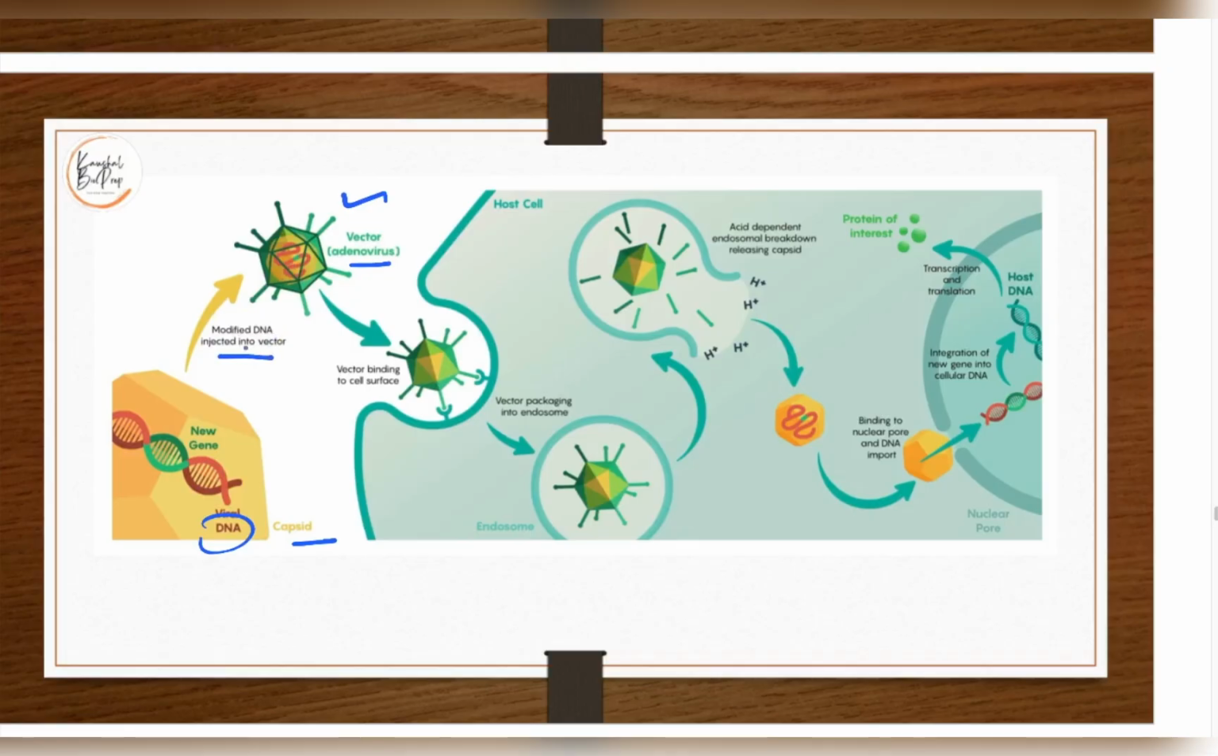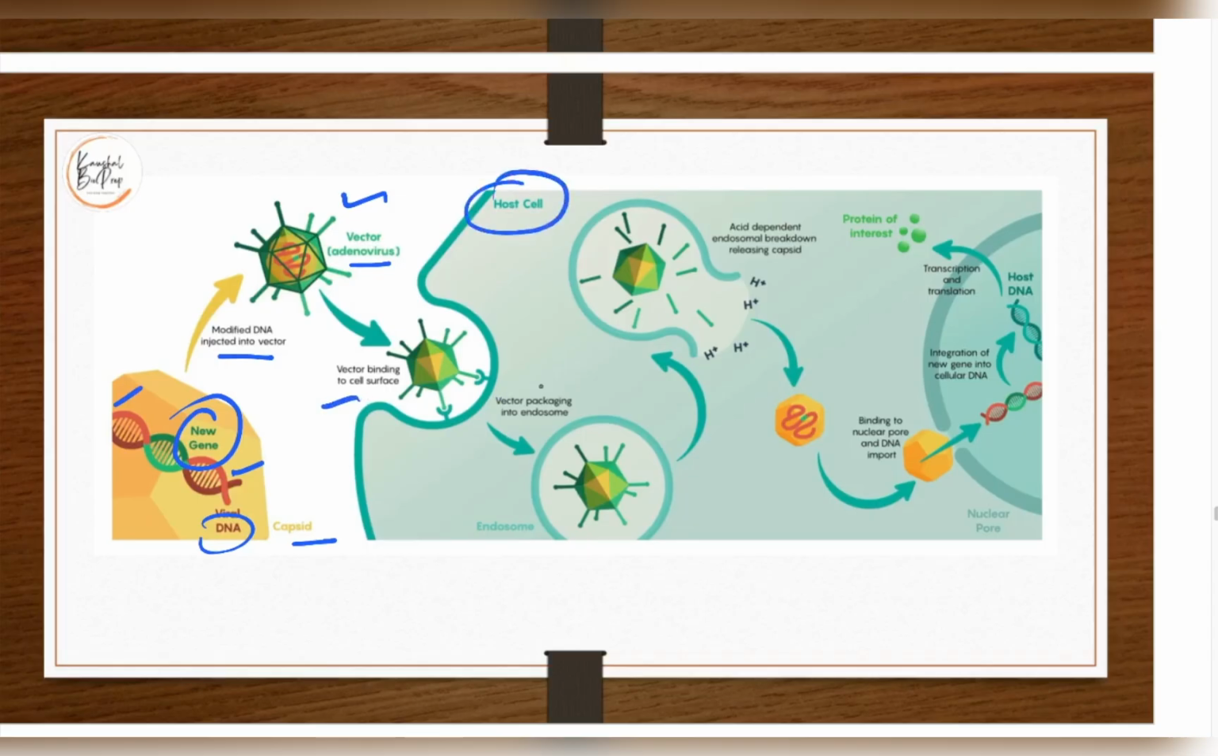So the modified DNA is injected into the virus. You see, this red one is the virus's own DNA, and you have inserted a new gene, which is the green one. So the vector, which is basically a retrovirus, has the gene which you want to transfer into the host. Here the vector is binding to the cell surface.